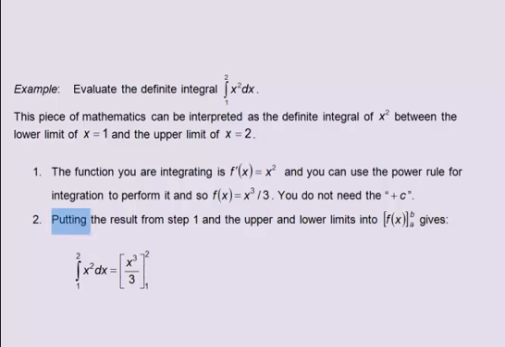2. Putting the result from step 1 and the upper and lower limits into this gives the integral between the limits of 1 and 2 of x squared dx equals x cubed over 3 between the limits of 1 and 2.